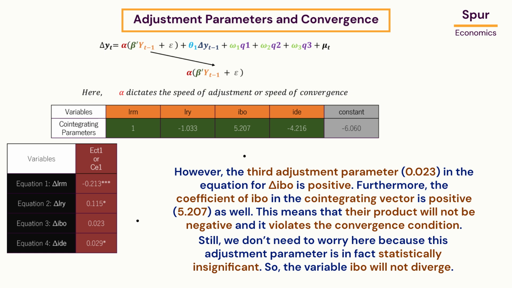However, the third adjustment parameter in the equation for delta IBO is positive. Furthermore, the coefficient of IBO in the cointegrating vector is positive as well. This means that their product will not be negative and it violates the convergence condition. Still, we don't need to worry here because this adjustment parameter is in fact statistically insignificant. So, the variable IBO will not diverge.